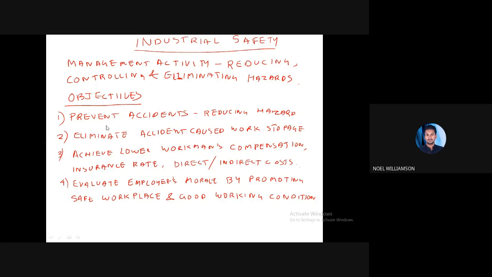That is to prevent the accidents, eliminate the accident-caused work stoppage or production, then reduce or eliminate the losses caused by compensation, whether it is a direct or indirect cost. And finally, to provide a safe workplace or good working condition. So these were the main objectives of industrial safety.